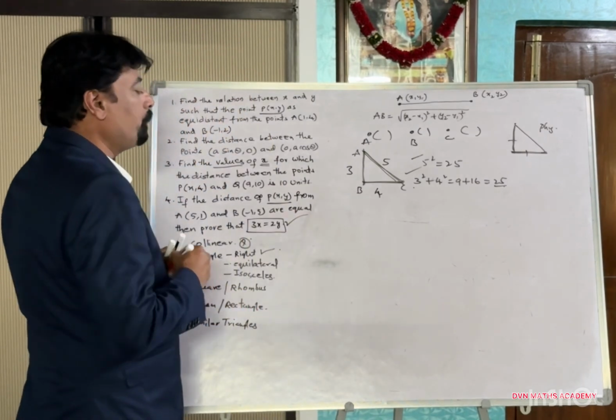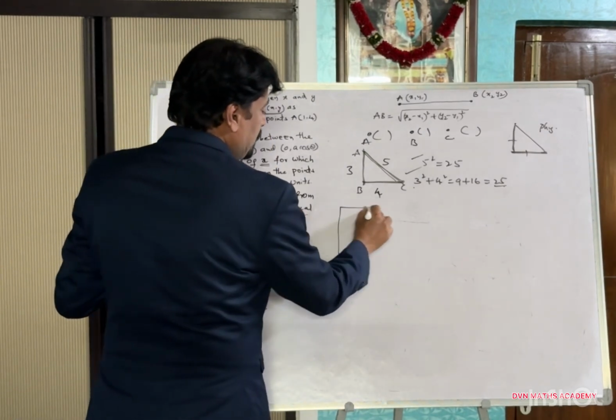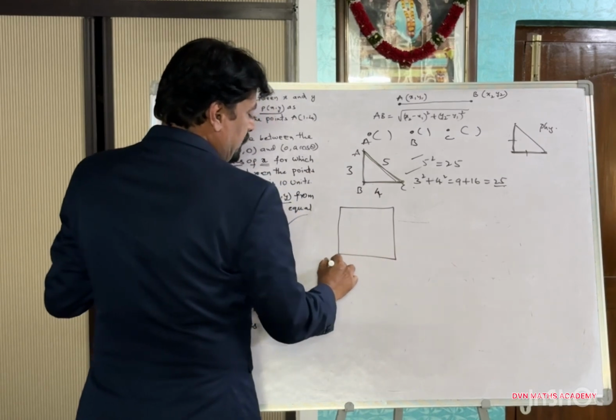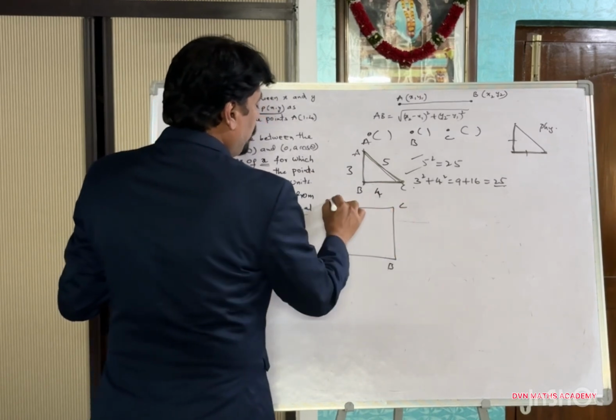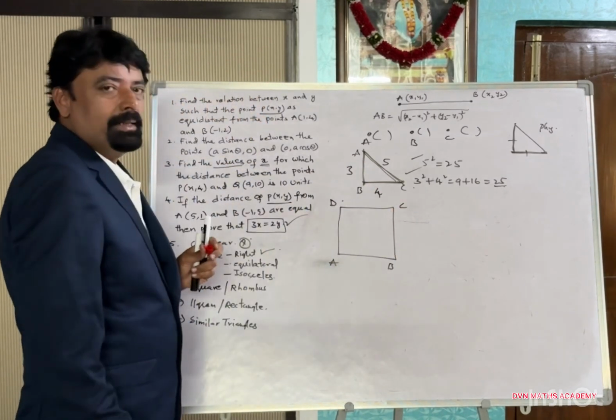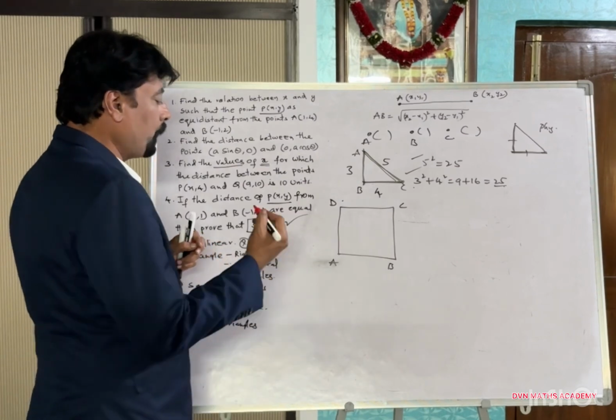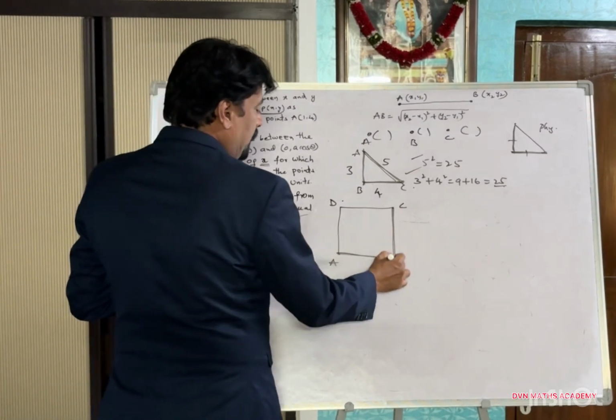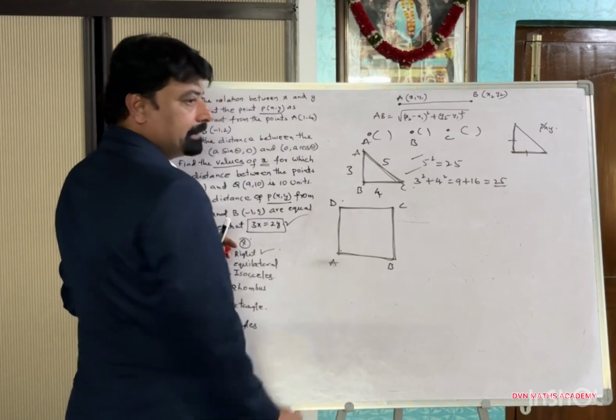Sometimes you want to prove it is a square. Four vertices will be given, and you want to prove it is a square. Square means you want to prove all four sides are equal.